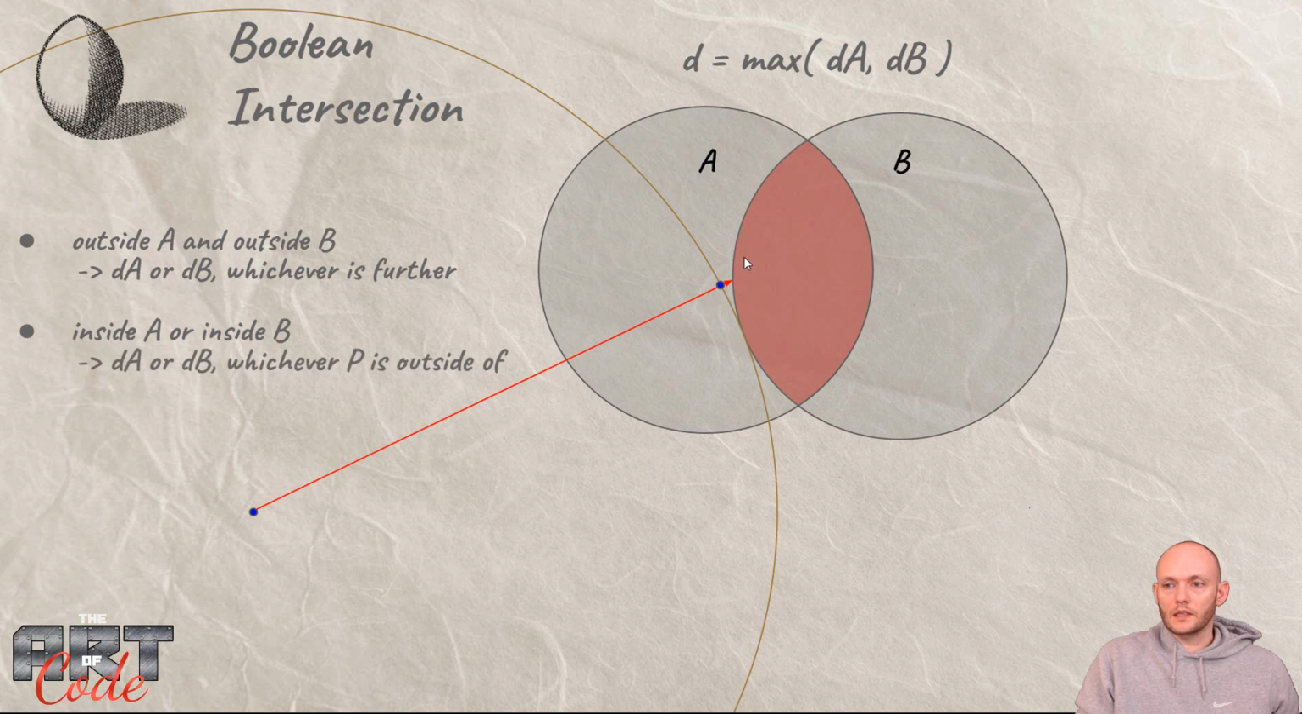So if we're inside either of them, let's say it's inside of A, well then my A will be negative, and so then it will always take the other one. So if it's inside A, inside B, it will take whichever distance P is still outside of. In this case, it's still outside of B, so it will take the distance to B. And that is how you get the intersection.